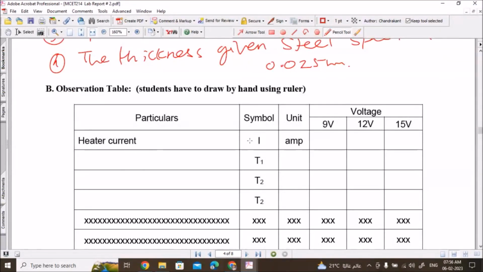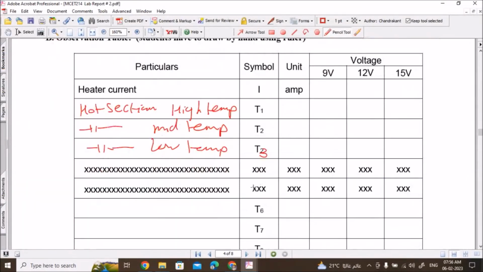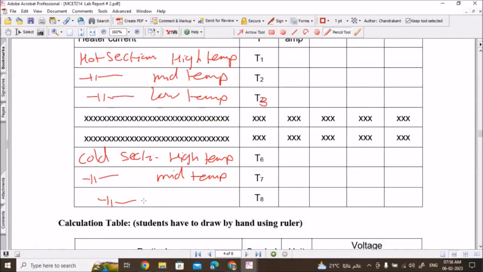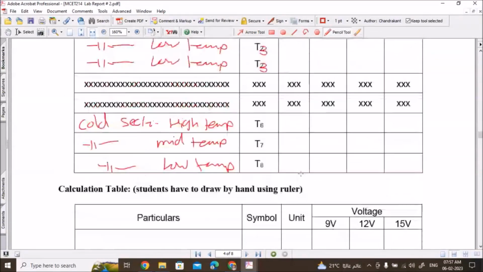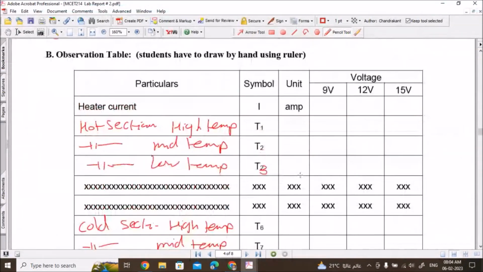Now we'll come to the observation table. Heater current, that is I, its unit is ampere. Second, hot section high temperature, T1. Hot section mid temperature, T2. Hot section low temperature, T3. Then there is no T4 and no T5. Then there is cold section high temperature, T6, cold section mid temperature, T7, and cold section low temperature, T8.